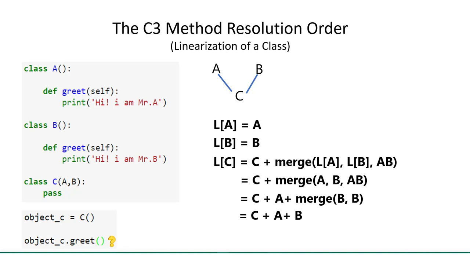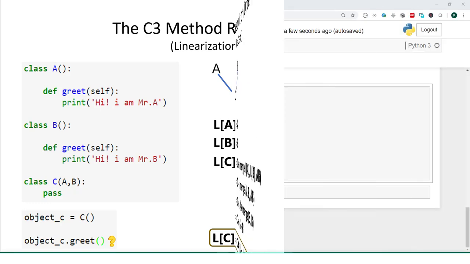So the next expression is class C plus class A plus class B. The linearization of class C will be nothing but class C followed by class A followed by class B, and this is also called method resolution order. So what will happen for the expression object_C.greet? It is going to pick up the greet function from class A and execute it. So we will see the result as "hi, I am Mr. A", which is a print statement coming from the greet function of class A.